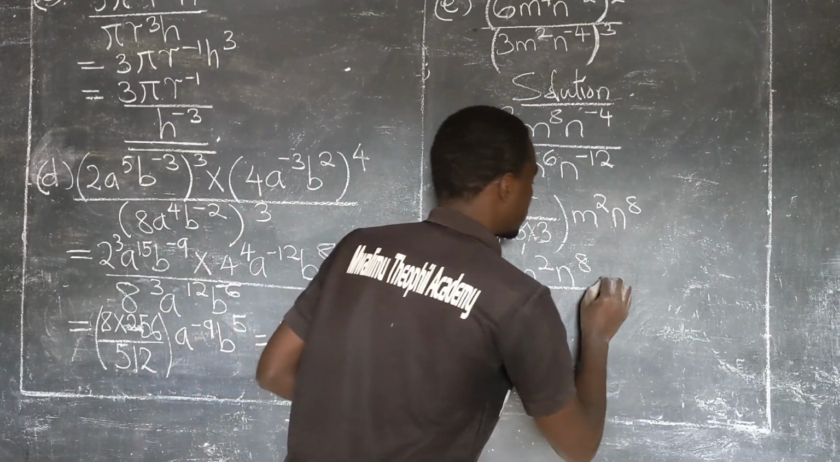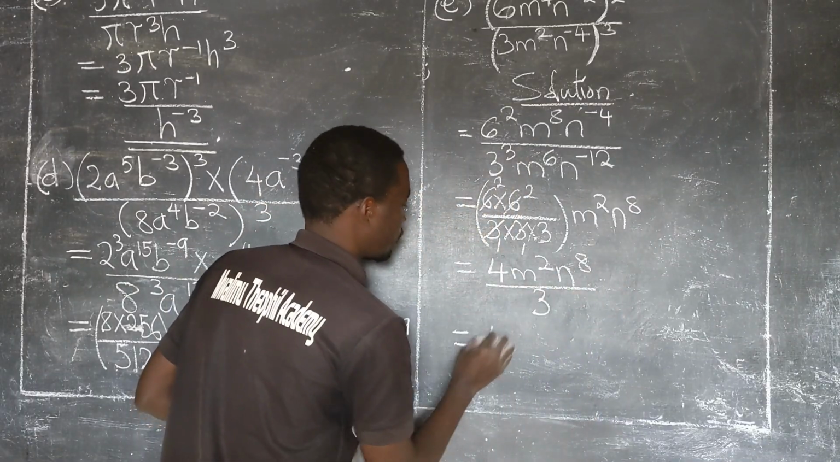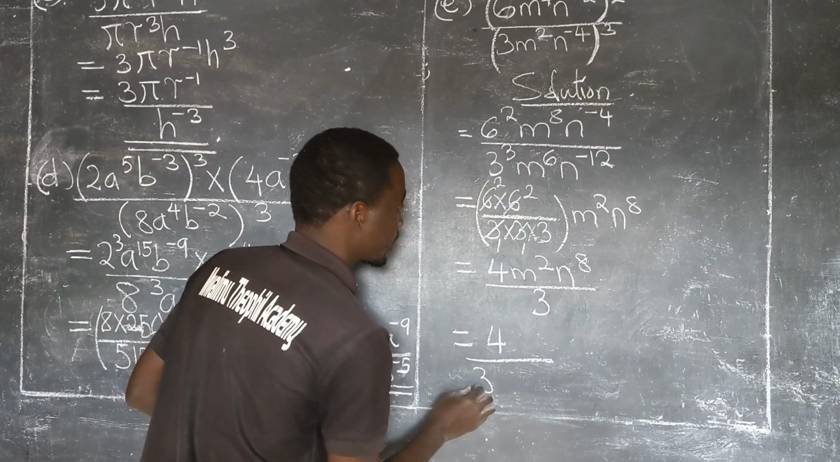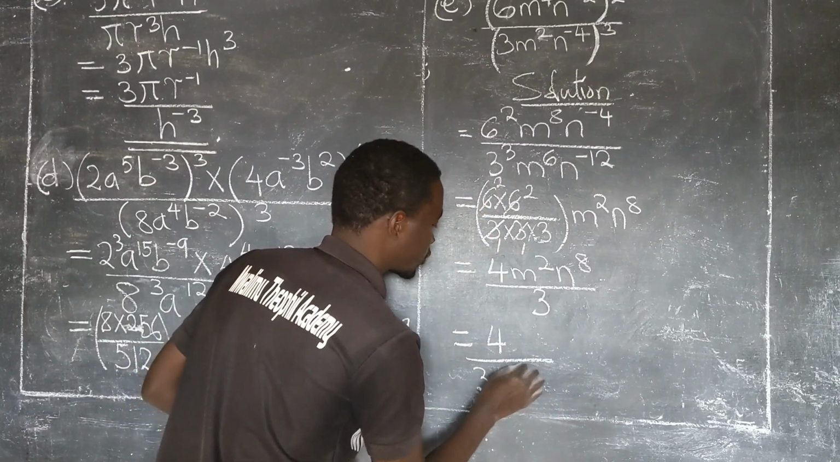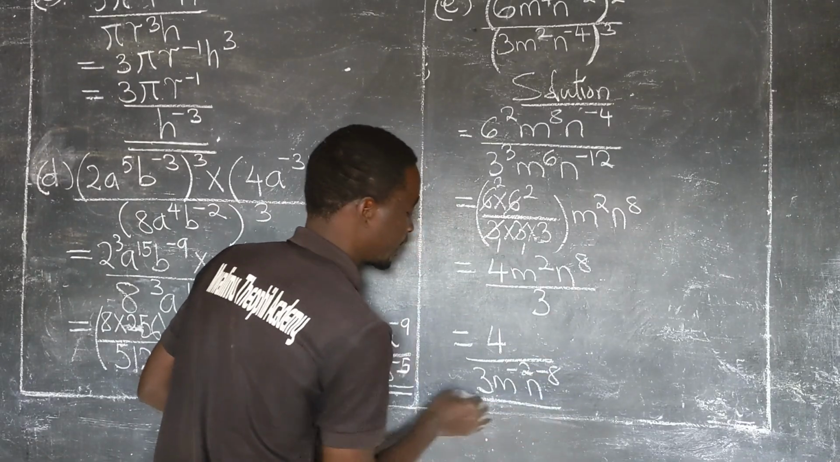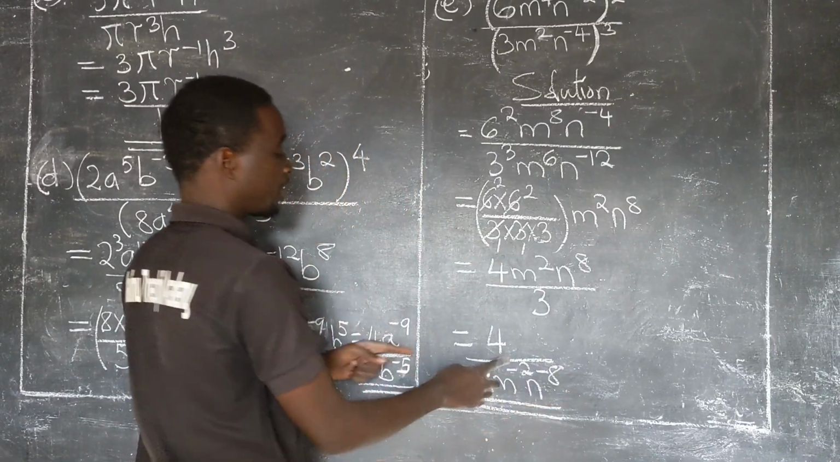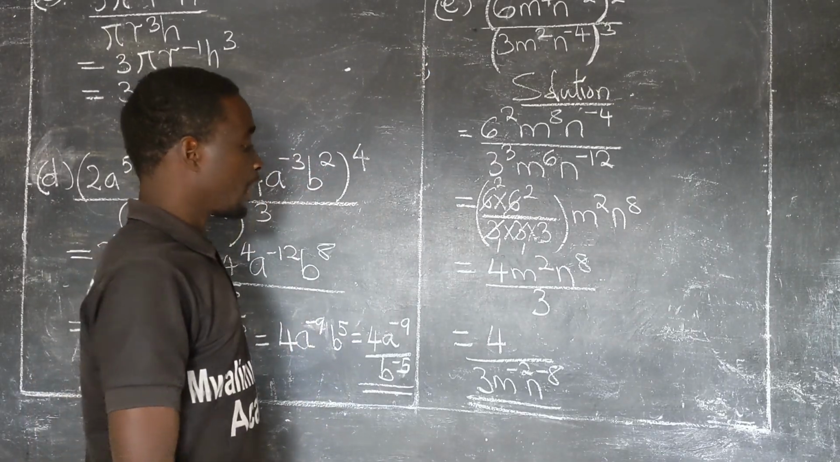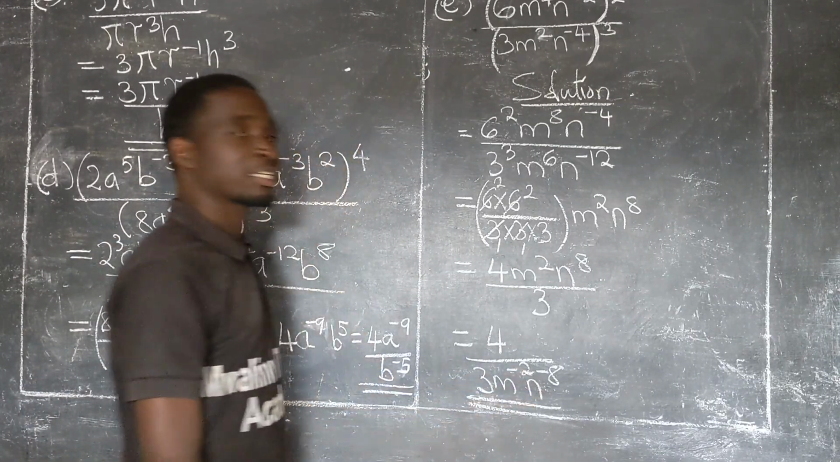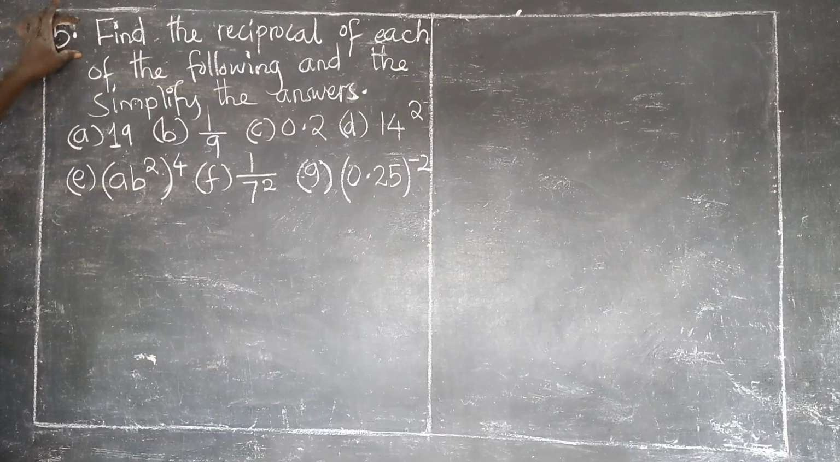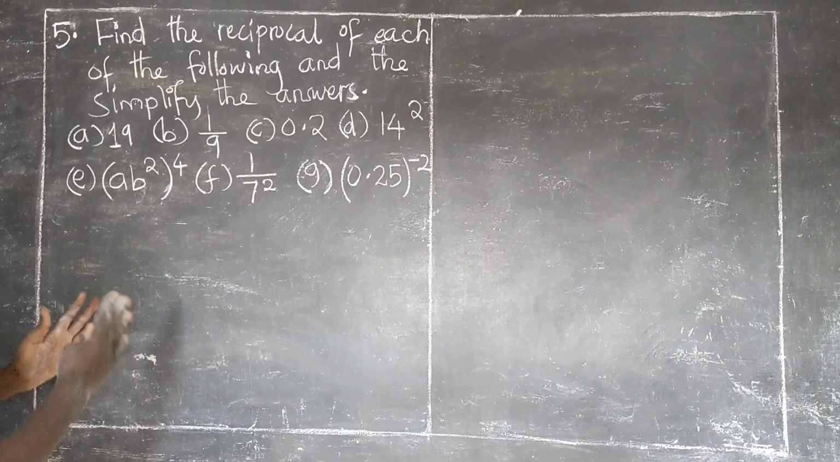So it becomes 4 divided by 3 times m raised to negative 2 times n raised to negative 8. Now, this is the answer for part E of this example 4. After that, we are going to see the last example, which is example 5. This is our 5th example and the last example for this part.